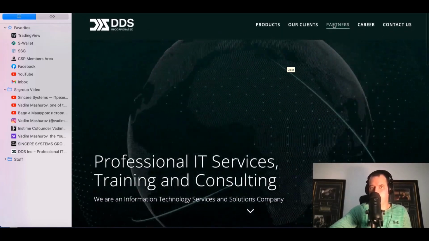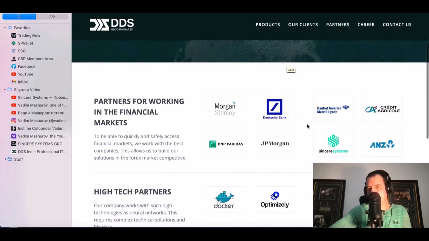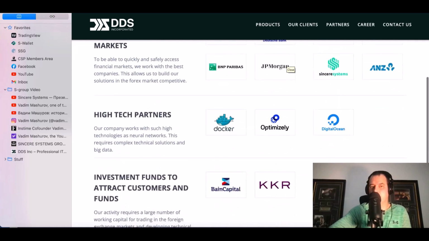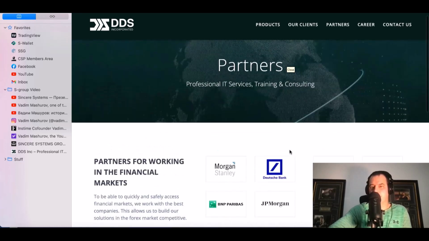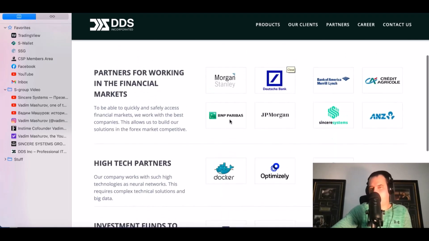But basically here, guys, is the partners, okay? And you can see there, Sincere Systems is a partner there. JP Morgan, Morgan Stanley, Deutsche Bank, some big names here, guys, are partners with them, right? Okay, so that's pretty cool. We're not going to spend all day on this page, but I do highly recommend, come to this website, guys, check it out.